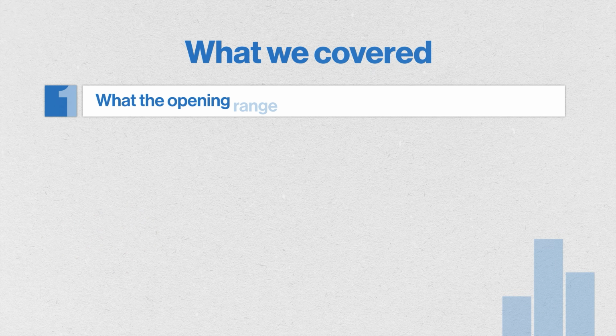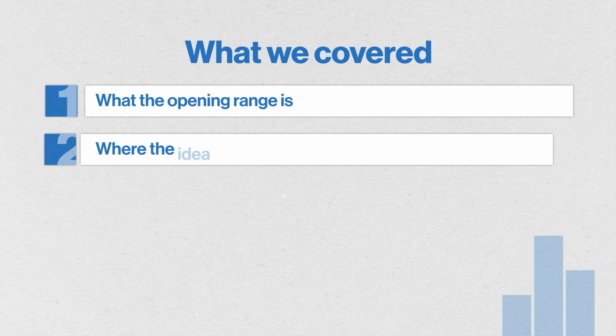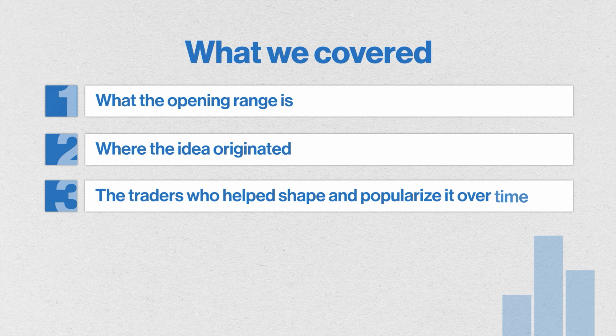So that brings us to the end of episode 1 on opening range breakout. In this episode, we looked at what opening range is, where the idea originated, and the traders who helped shape and popularize it over time. We also tested a variation of the concept on NIFTY to see how it behaves in the real world. That brings us to the end of this introductory episode on opening range breakouts. In the subsequent parts, we'll explore additional ways to define intraday reference points and build breakout strategies around them.